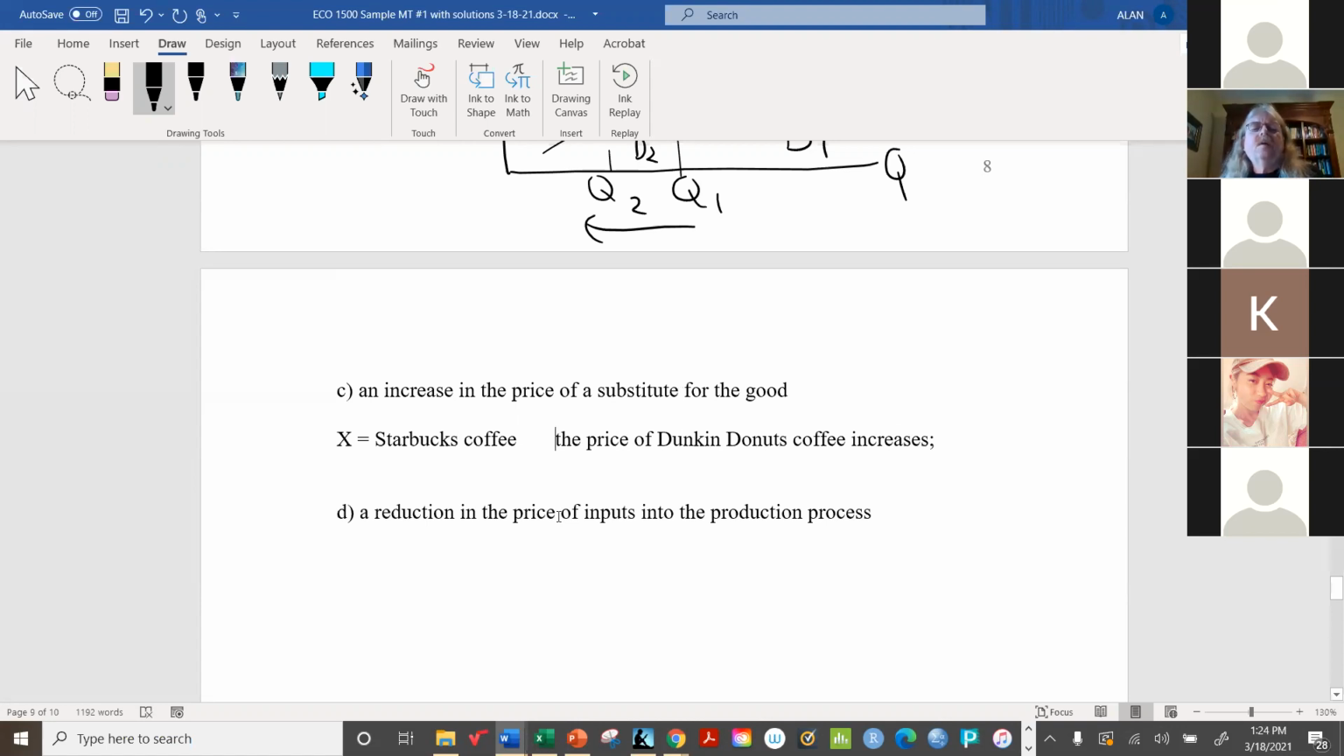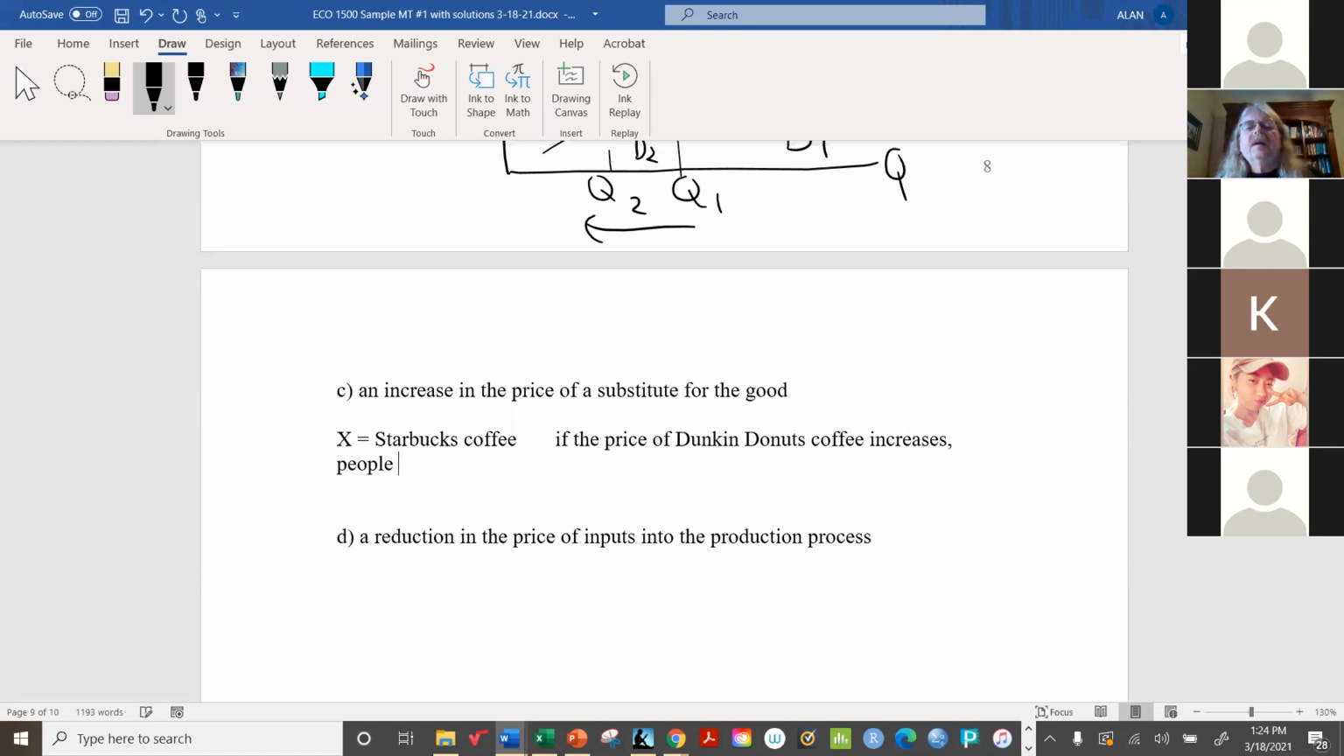Yeah, there's a lot of people who would only take the Starbucks or only take the Dunkin' Donuts because the Starbucks is so strong. But let's just say that most people consider them to be substitutes. So if the price of the Dunkin' Donuts coffee increases, or McDonald's coffee too, another classic example, people will buy less Dunkin' Donuts coffee and more Starbucks coffee.